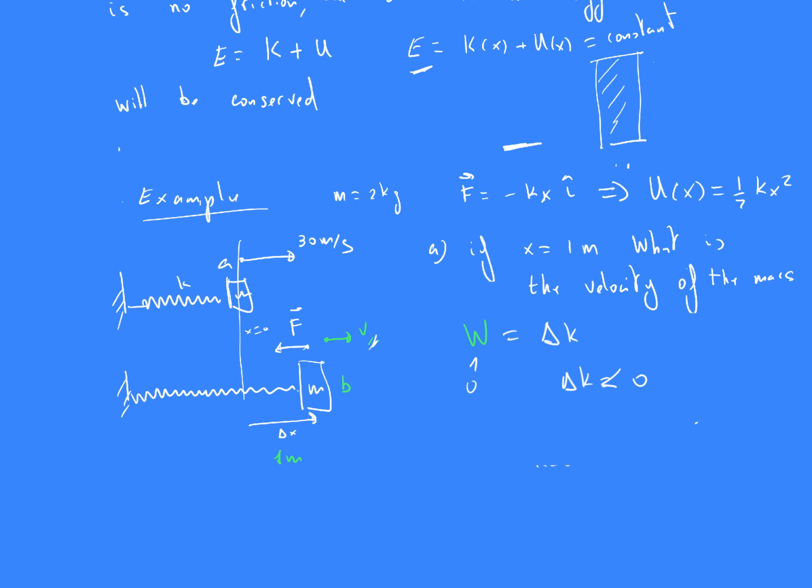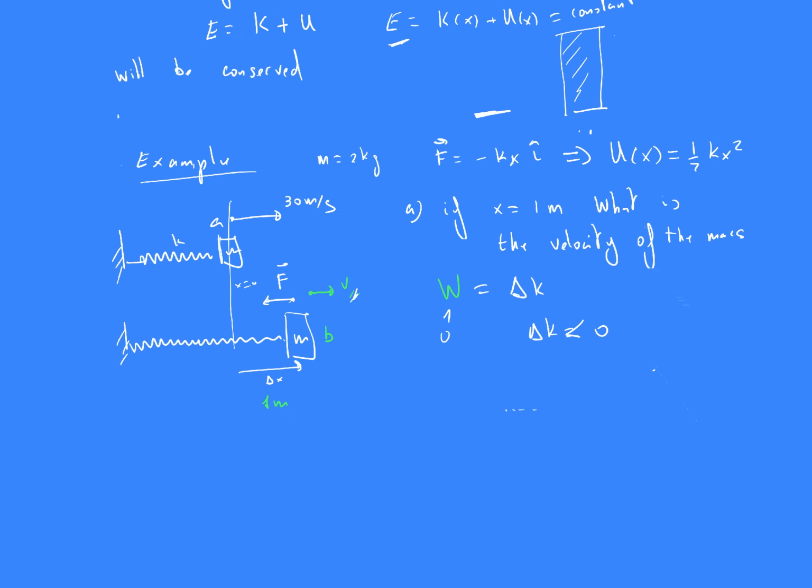So let's say that the initial velocity is 30 meters per second. What will be the velocity when this distance is 1 meter? You will apply the principle of conservation of energy. You will say that the mechanical energy that exists at the beginning is conserved. And what is the mechanical energy that exists at the beginning? It is the kinetic energy initial plus the potential energy initial.